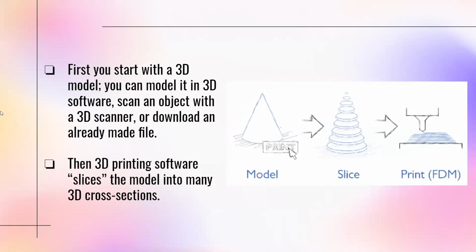The general process is that first you start with a 3D model. You can model it in Fusion or other 3D software like Rhino, or scan an object with a 3D scanner, which is pretty easy. You can also download it from Thingiverse. Then 3D printing software will slice the model into many cross sections. And here is just a demo, a sketch.